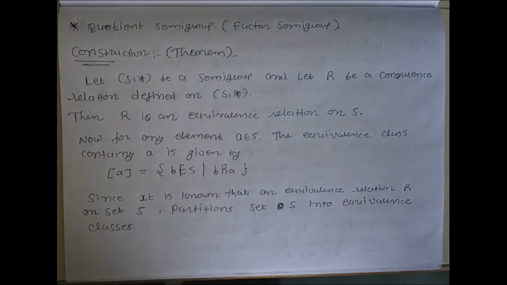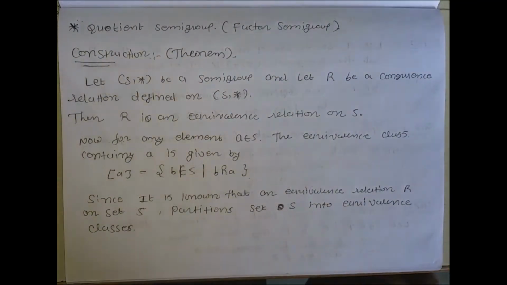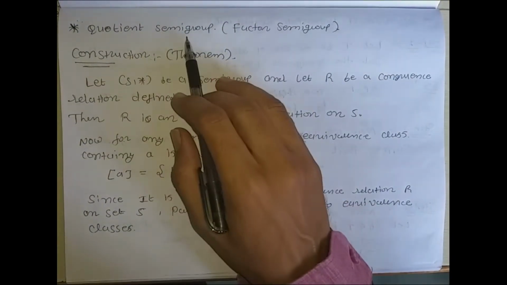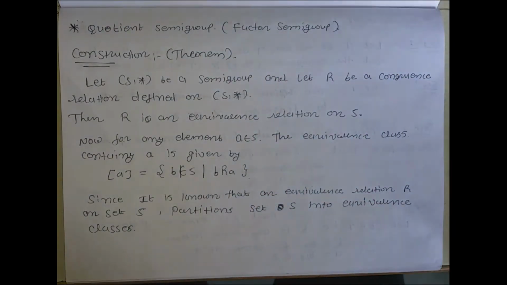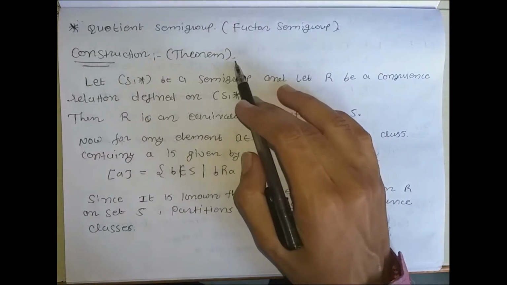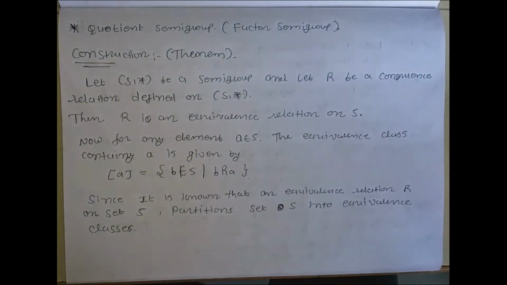Good morning, students. In the last lecture we discussed the congruence relation. Now in this lecture we are going to discuss the quotient semigroup, or we can say the factor semigroup. So first of all, the construction of the quotient semigroup. We have considered this theorem, and there are some explanations in between.